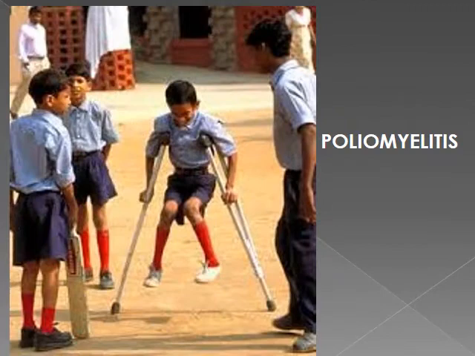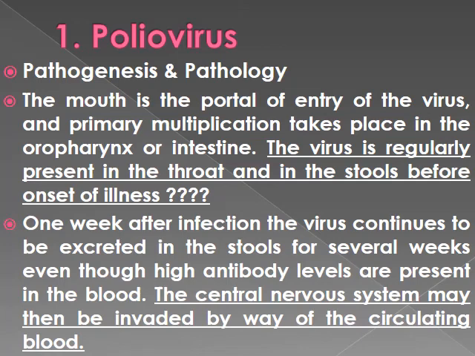This child has poliomyelitis, which causes paralysis because it damages the motor neurons. It causes peripheral paralysis. Pathogenesis: port of entry is the mouth, by ingestion. The mode of transmission is the fecal-oral route.